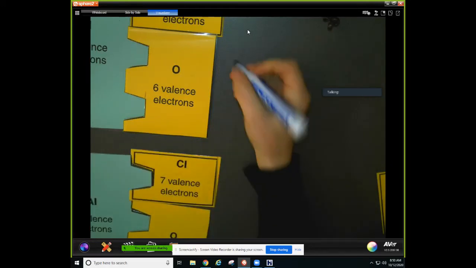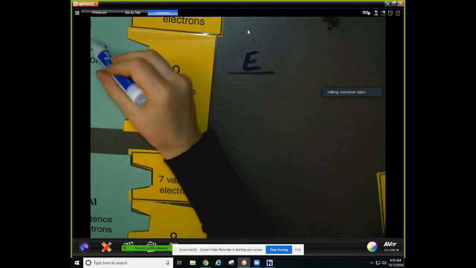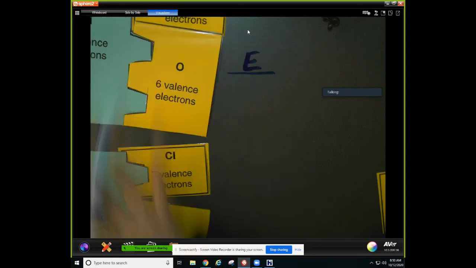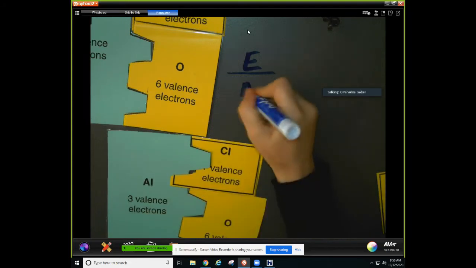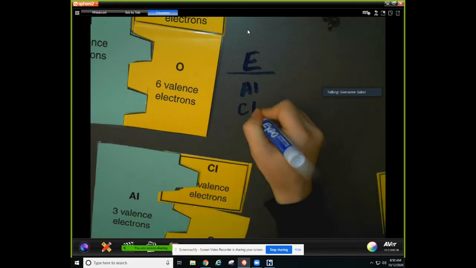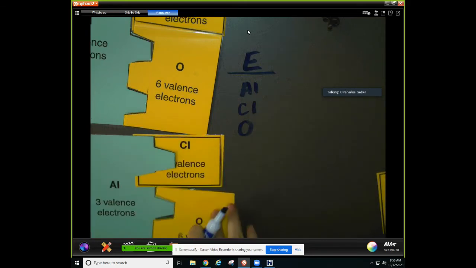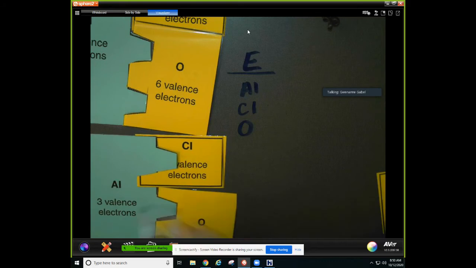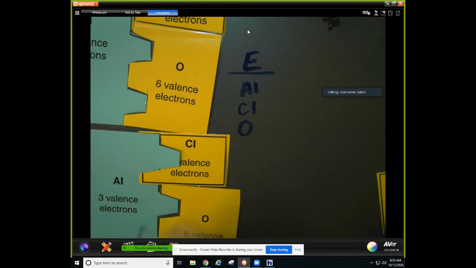So the first thing I want to do is count my elements. Elements I'll represent with an E. I have aluminum, Al. I have chlorine, Cl. And I have oxygen, capital O. So when I count the elements, all I'm doing is counting how many capital letters there are. Al, Cl, O. Those are the capital letters, okay? So I have 3 total elements.